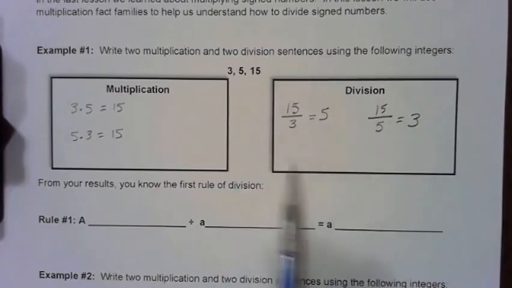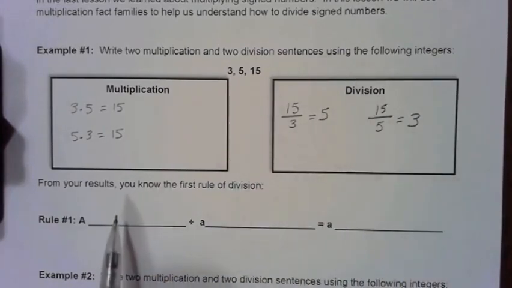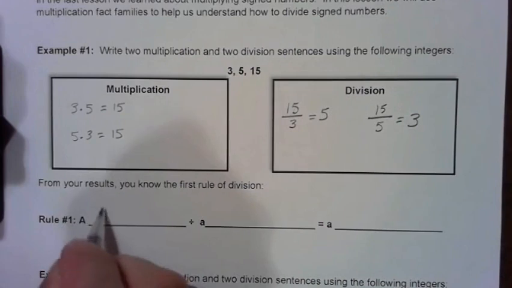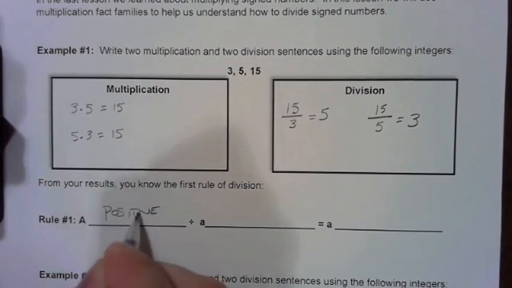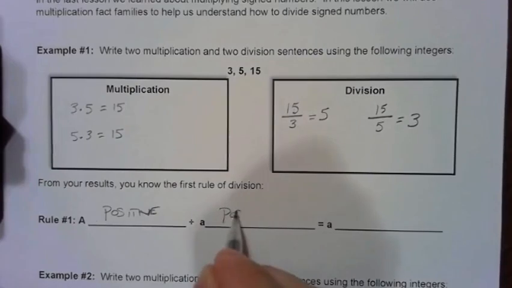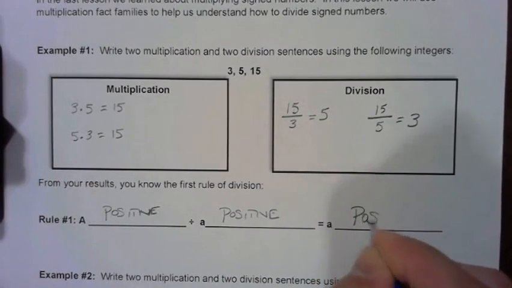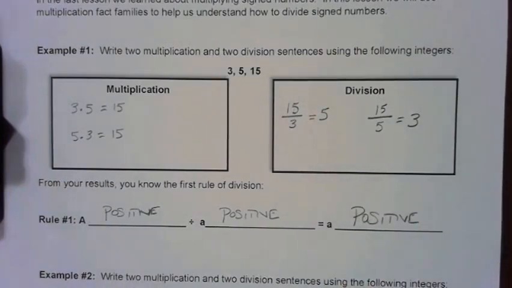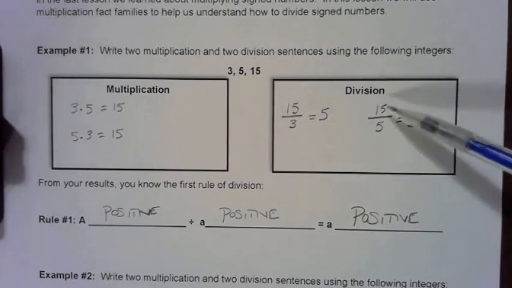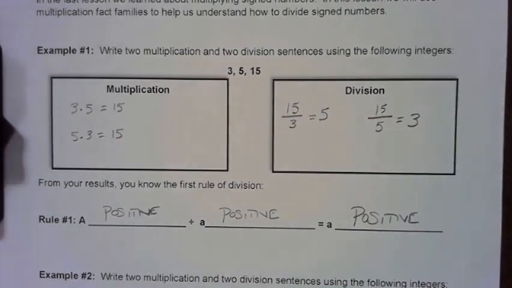Both of these division problems confirm the first rule of division that you already knew from elementary school. If you take a positive number and divide it by another positive number, then your quotient, which is the answer to a division problem, is going to be positive. Positive divided by positive is positive. That's a rule that you learned a long time ago, back in elementary school. Later in this video, we're going to incorporate negatives into our division problems.